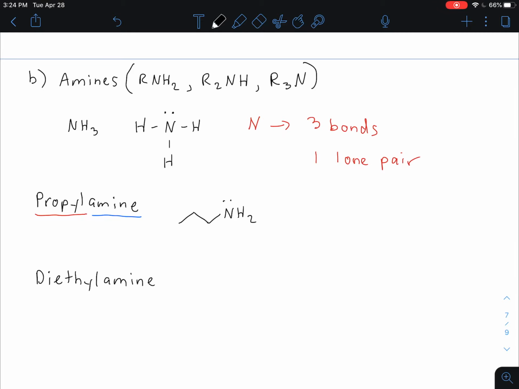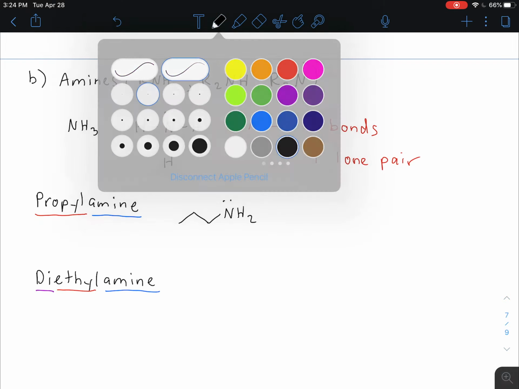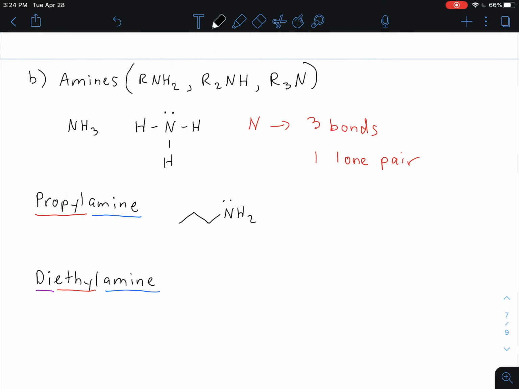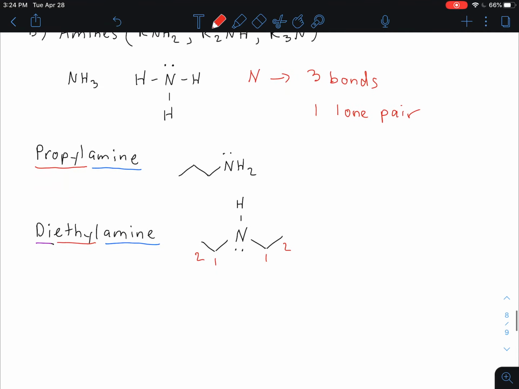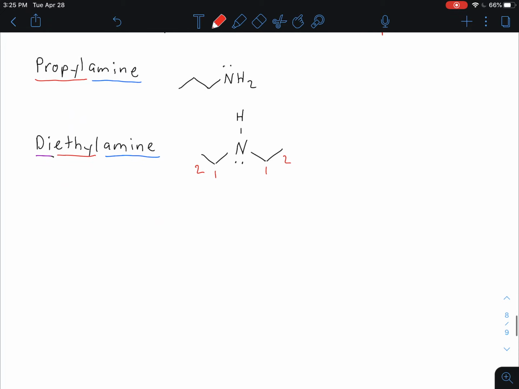I think that'll make more sense when we do a couple more. Remember I told you we could have prefixes to indicate the number of groups attached. And so this is just telling me about what's directly attached to the nitrogen. So ethylamine, and the prefix di. So diethylamine means there are 2 ethyl groups attached to this nitrogen. So here's the nitrogen, 1, 2, 1, 2. And then here's the hydrogen on that nitrogen. So diethylamine, because there are these two carbon fragments attached to the nitrogen.